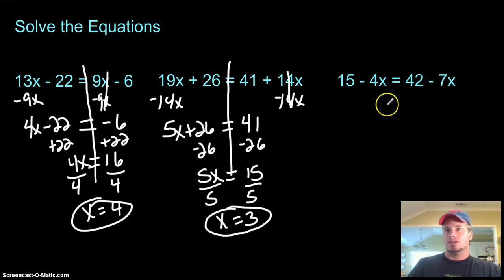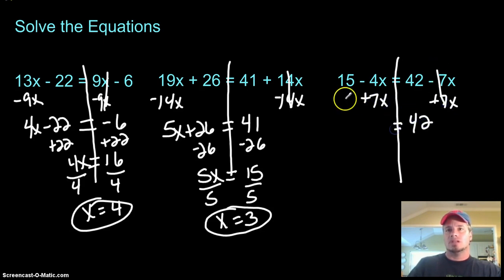Okay, here, let's go ahead and do this one. I've got a negative 4x on one side, a negative 7x on the other. I want to get rid of the x on one side. So I'm going to add 7x to make this cancel. Add 7x to both sides. That goes away. 42 is here. I've got 15, and this gives me a positive 3x.